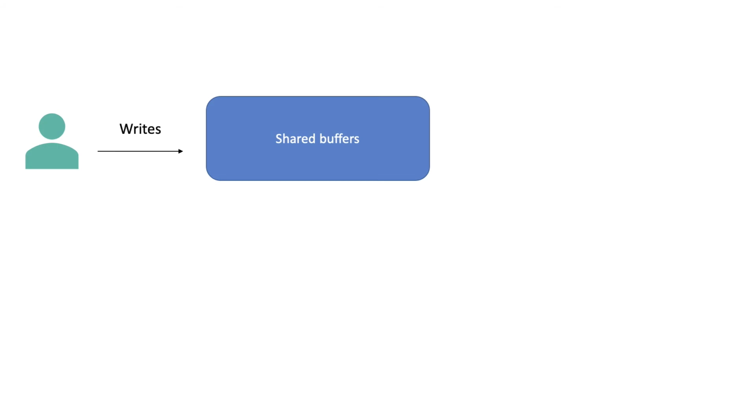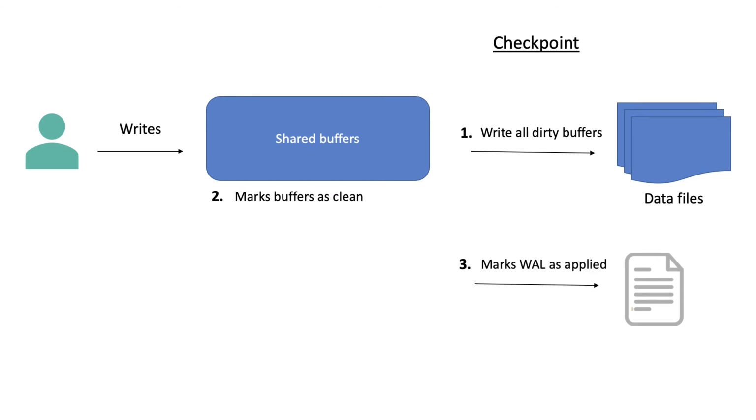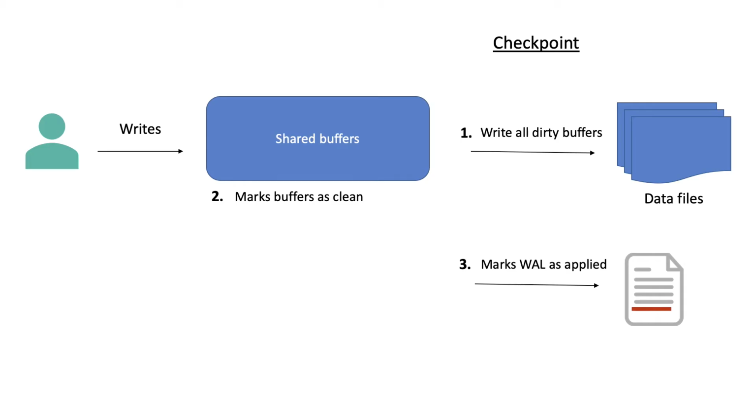Once a user makes changes to the data, those changes are made available in the buffer, and therefore the buffer is now dirty. As mentioned earlier, the fact that a user has committed a change does not mean that the changes have been written to the data files. It's the job of the checkpointer process to write the changes to the data files. When a checkpoint happens, all dirty or modified pages are written to the table and to the index files. The process also marks the pages as clean. It also marks the write-ahead log as applied up to this point.